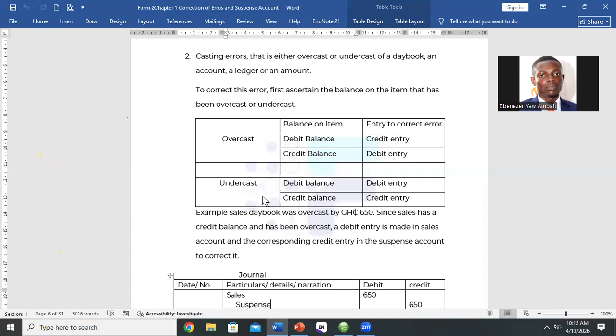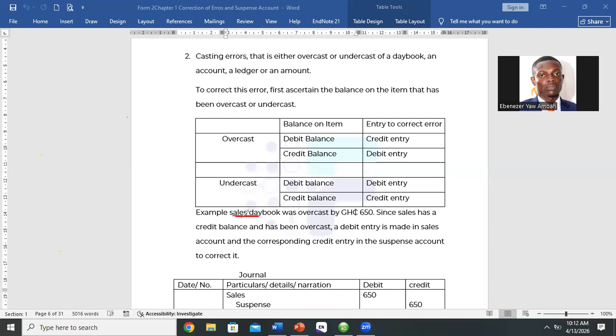Okay, so let's look at the example I have here. The example I have here is the sales day book was overcast by 650. The sales day book was overcast by 650. So when you read this error, remember the clue I've given you. There has been an overcast. So what has been overcast? And the answer will be what? Sales. So sales has been overcast.